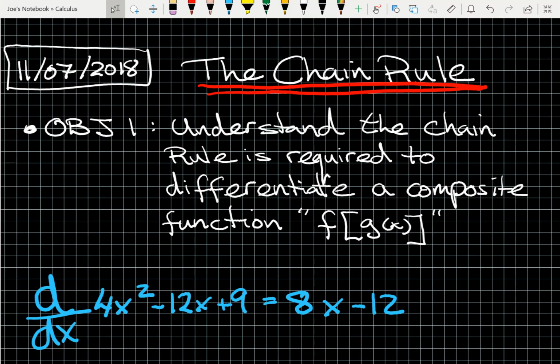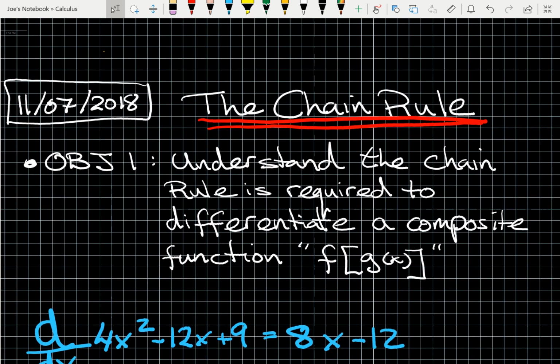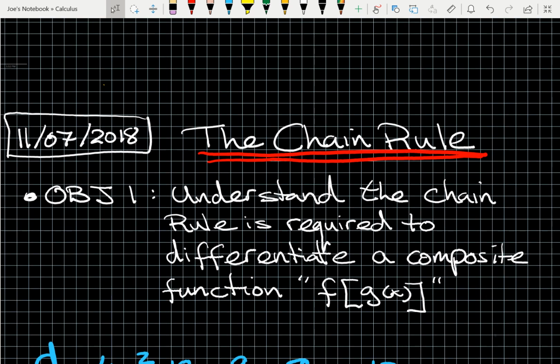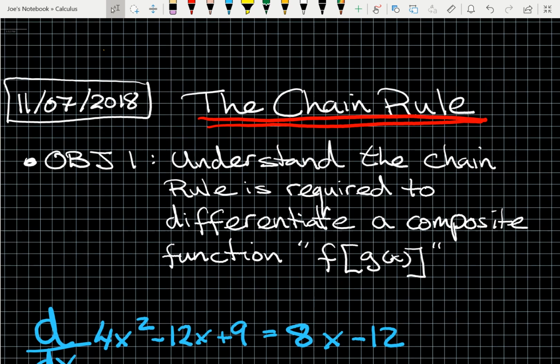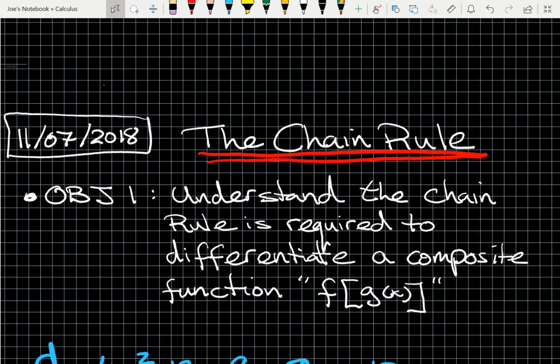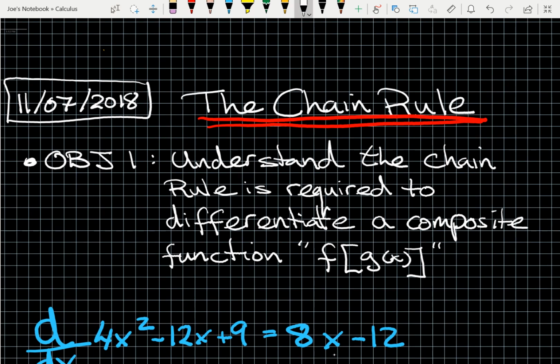Today we're going to talk about a very powerful rule to differentiate functions, the chain rule. The first objective we're going to tackle is understanding the chain rule is required to differentiate a composite function. So from your algebra days, one function inside the other. So we have g of x inside another function f of x.